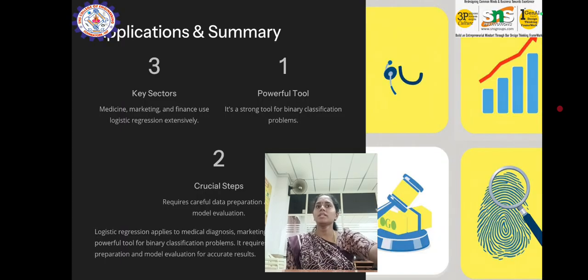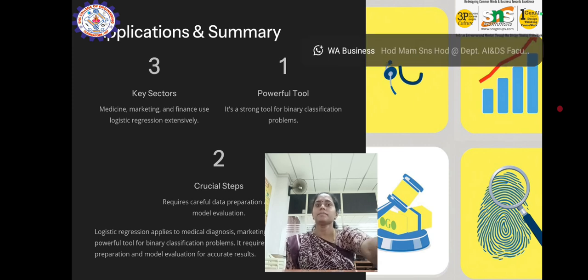And the applications and summary: in medicine, diagnosing disease based on symptoms; in marketing, predicting purchase intent; and in finance, loan approval and credit scoring. It is a powerful, interpretable model that is ideal for binary classification problems, provided the data is clean and assumptions are met. Thank you.